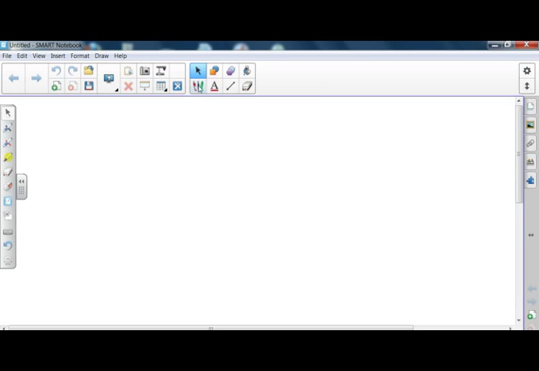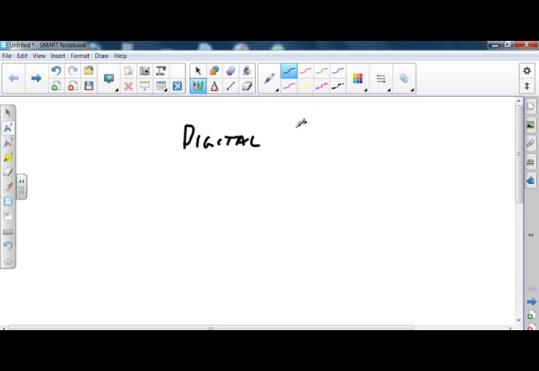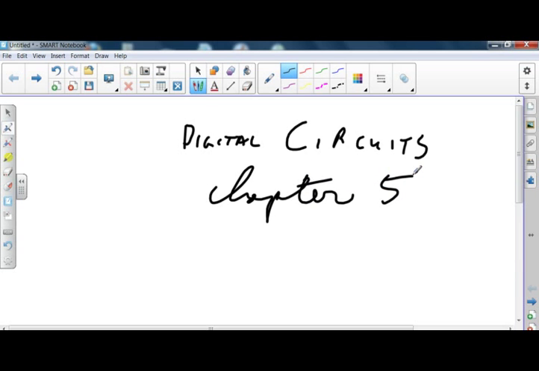Okay, this is a digital circuit class. And we're finishing off chapter 5, and we're going to do it looking at the Multisim exercises. We're going to look at E5-1 first.